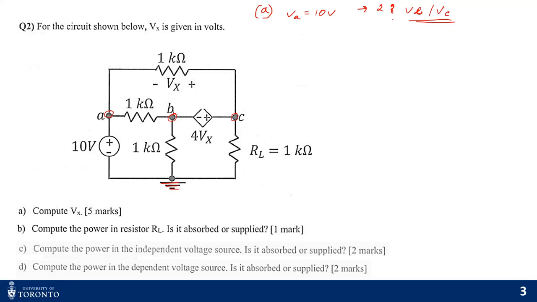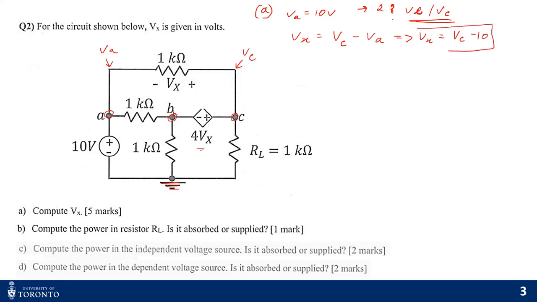Once you find the equation in terms of VB and VC, you will see that it also contains Vx, because this is a dependent source Vx. Vx is the difference between this nodal voltage and this nodal voltage, so basically VC and VA. Vx is VC minus VA, and since you know VA is 10 volts, Vx is VC minus 10, right?